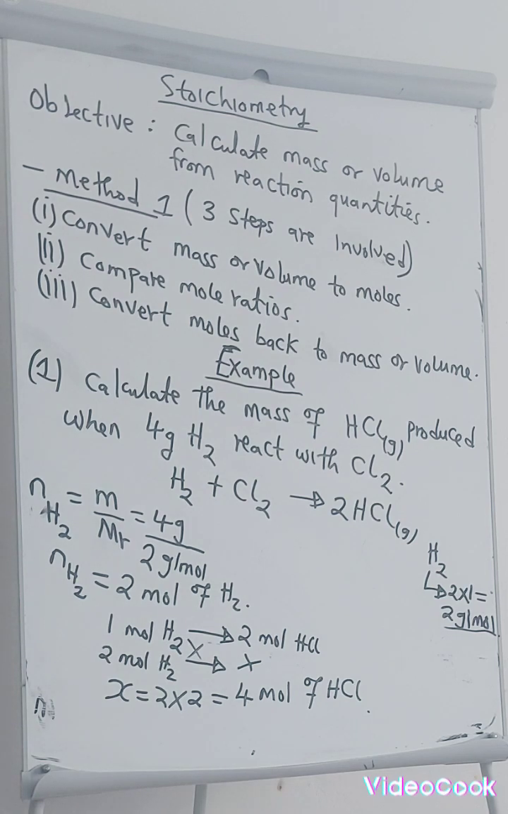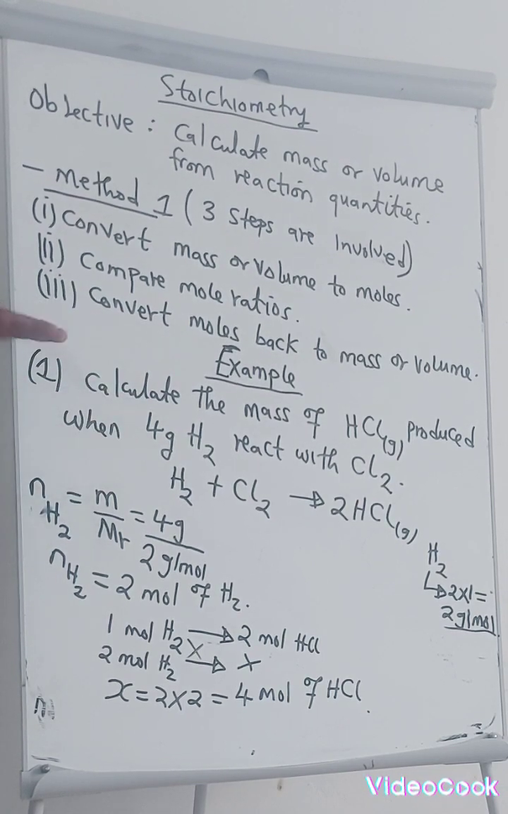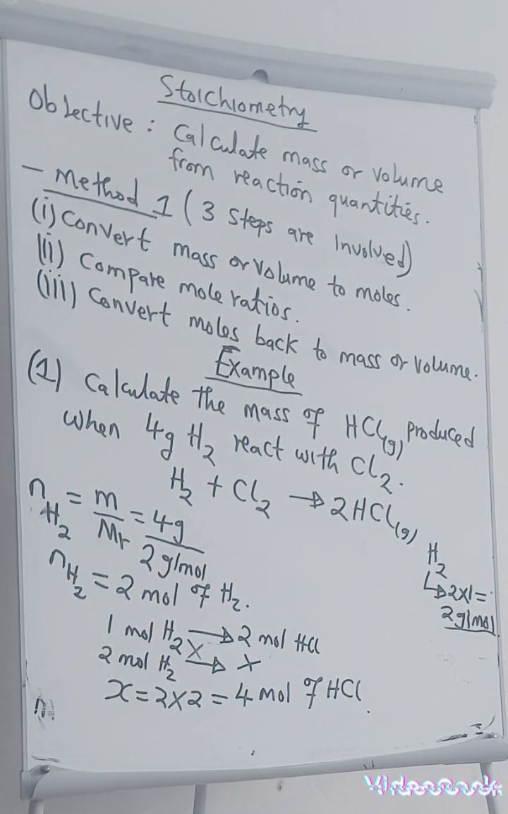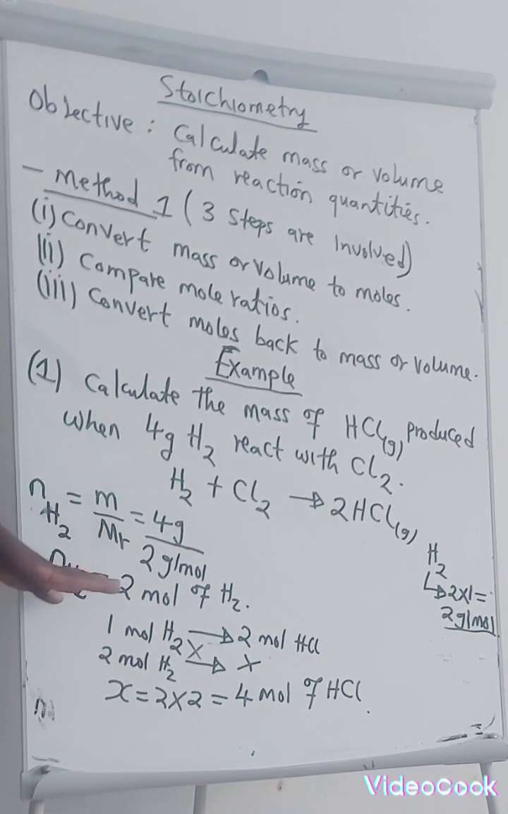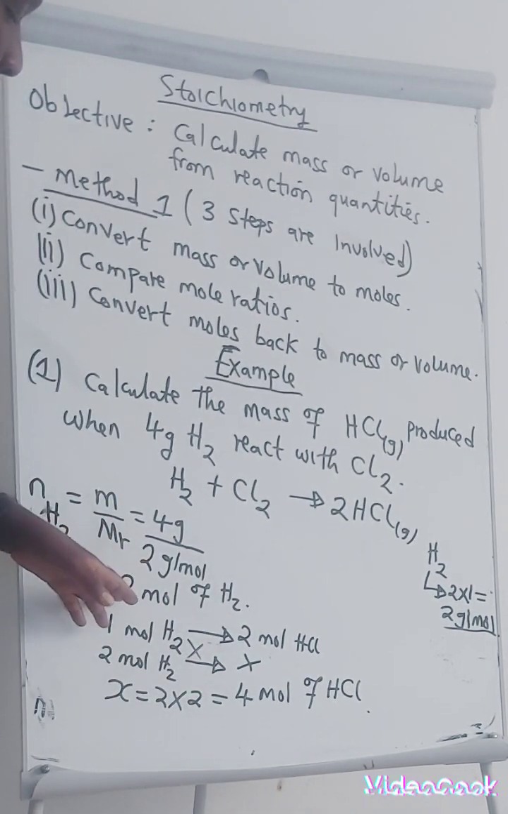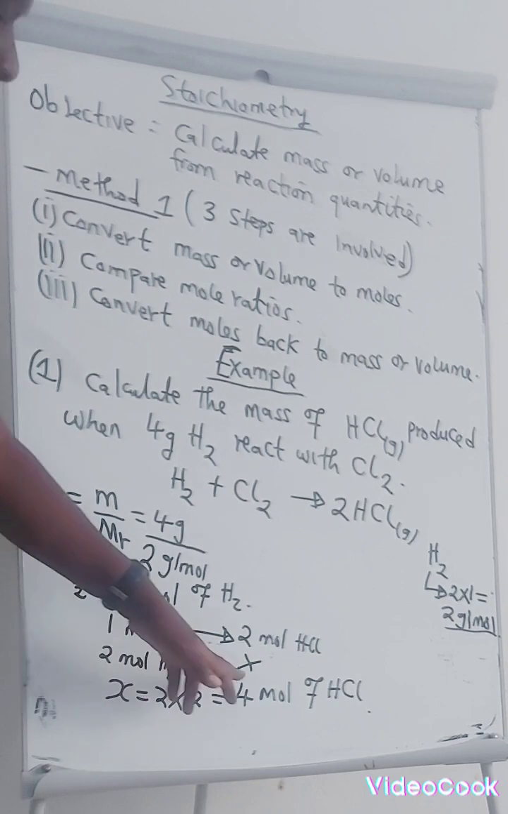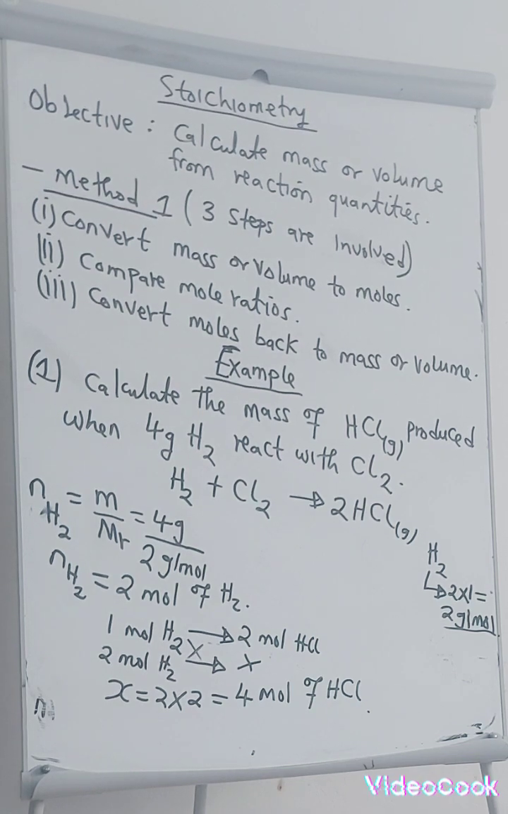So you first convert the 4 grams of hydrogen to moles, which is the quantity used to compare how reaction quantities are related. Then with the moles, we compare the mole ratios. From 2 moles of hydrogen, we need 4 moles of hydrogen chloride. Now we take them back.